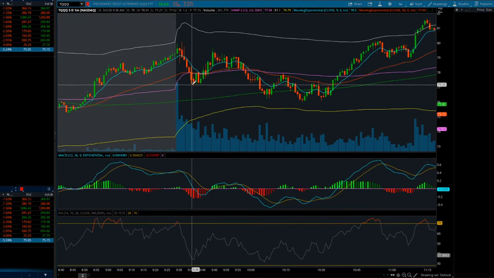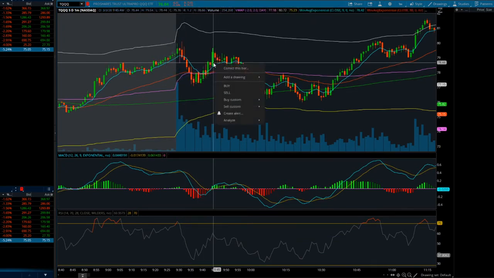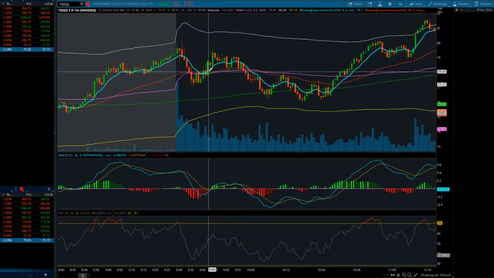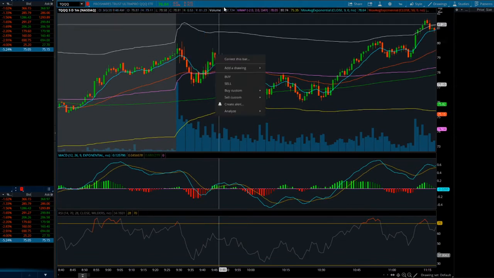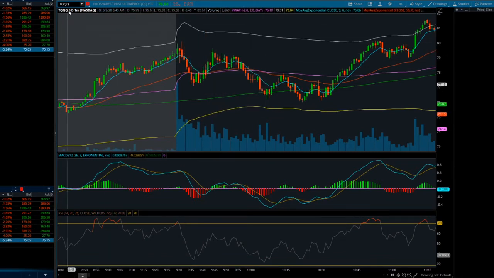We move down quite a bit. We consolidate, build a little bit of resistance and a little bit of a flag here, in terms of this shooting up like this. And then say you got in right here on this break, you're still looking at 1.4%. This is on TQQQ, which is a 3x leveraged ETF.